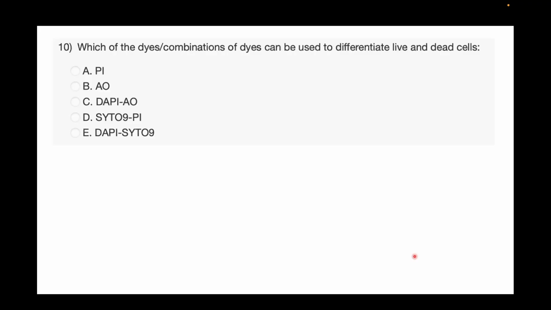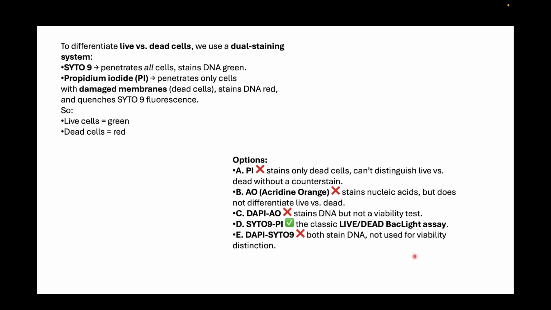Okay, I think this question does not require more time. This is just a knowledge based question. Which of these dyes and combination of dyes can be used to differentiate live and dead cells? Olivia, Charna, and Saida are saying option D. And option D is the correct answer. SYTO9 propidium iodide is the dye combination used to differentiate between live and dead cells.